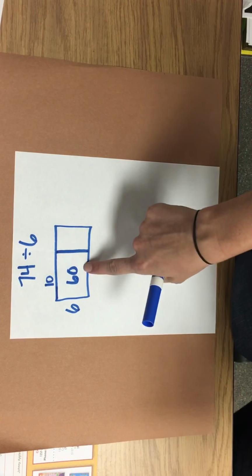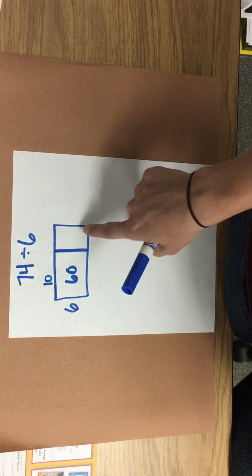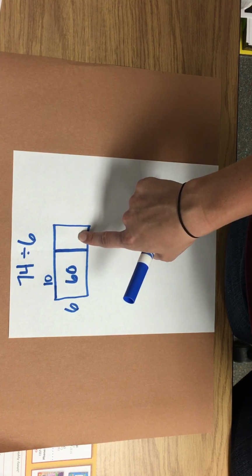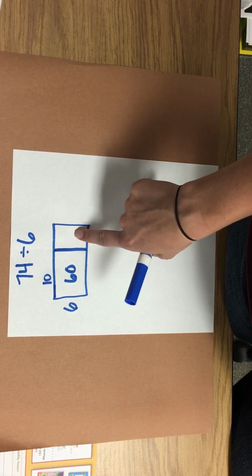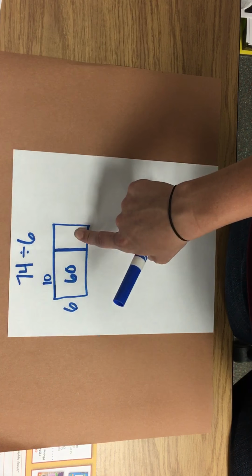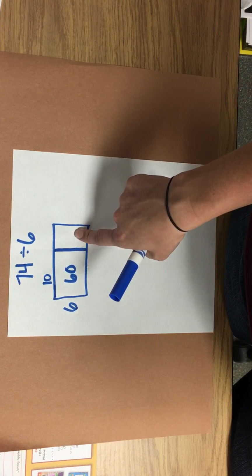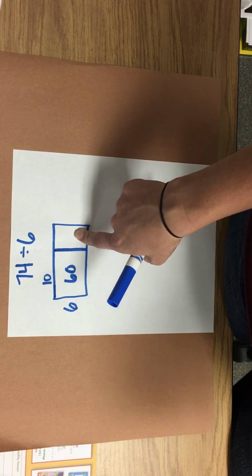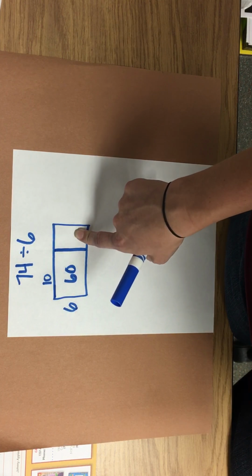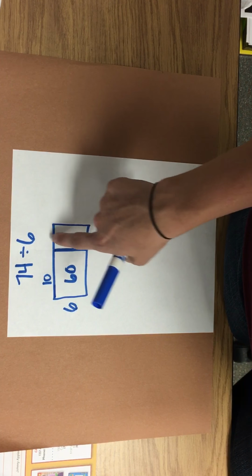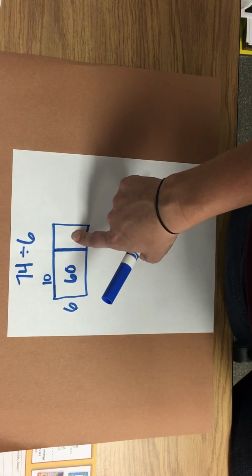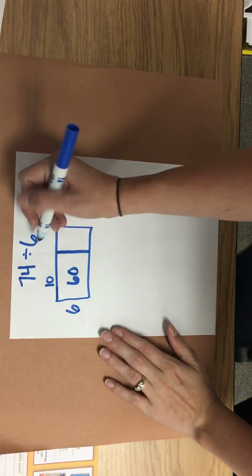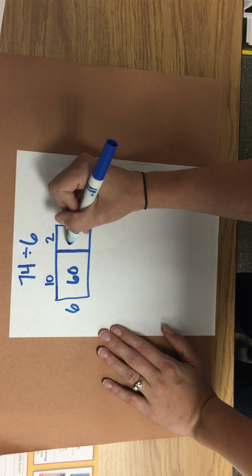But now since I have 60, I need to know 60 plus what gets me to 74. So I know that 60 plus 14 gives me 74. So now I'm going to think, what factors of 14, or a number close to 14, are divisible by 6? Well, I know that 6 times 2 is going to give me 12, and that's probably as close as I'm going to get to 14 without going over.